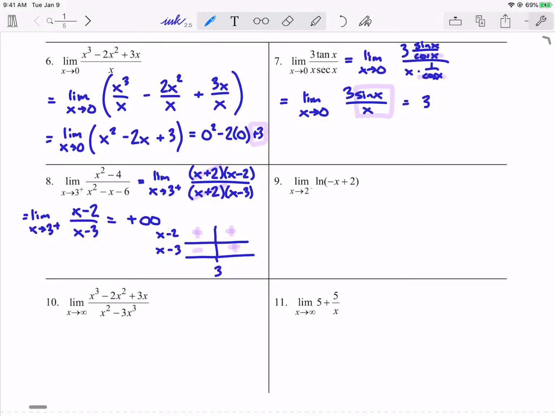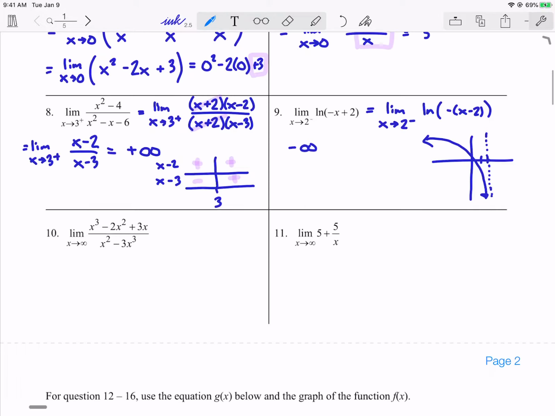The next one is natural log. This one's actually easier to think of graphically. We haven't touched on this yet analytically, so I'm just going to show it graphically for the sake. It's going to shift right 2, so our vertical asymptote will be at x equals 2, because you can't take the natural log of 0. And then the negative out front just flips it so that it looks more like this. So as we approach 2 from the left, we get negative infinity. So I'm looking at that from more of a graphical standpoint.